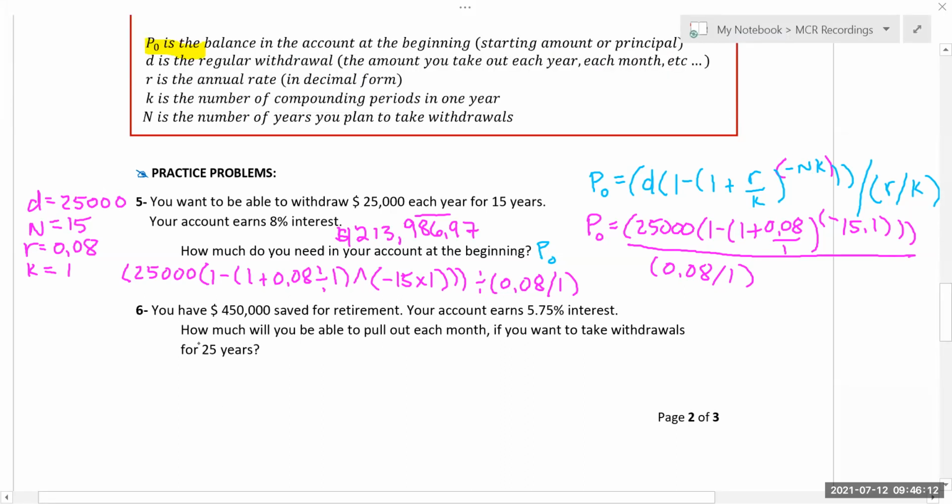All right, then another type of question. This time you save $450,000 for retirement, get a nice account. How much can you take each month, knowing that you want to take withdrawals for 25 years? So that gives us the PO. So this is working the other way. We've saved up. How much are we allowed to take so that this money doesn't run out before we want it to?